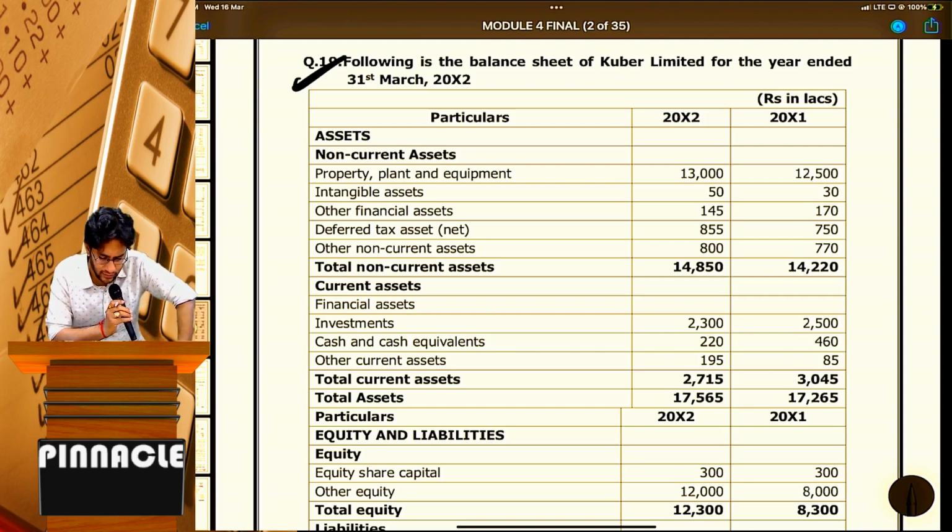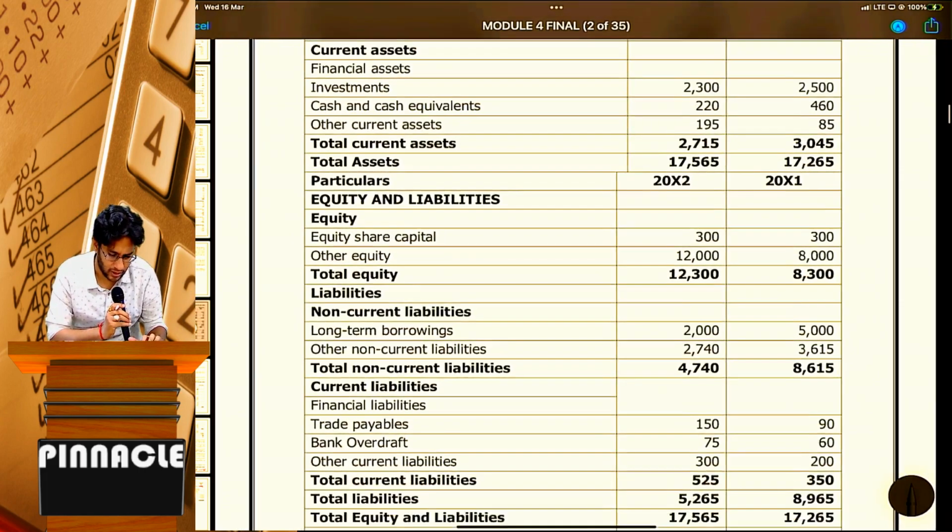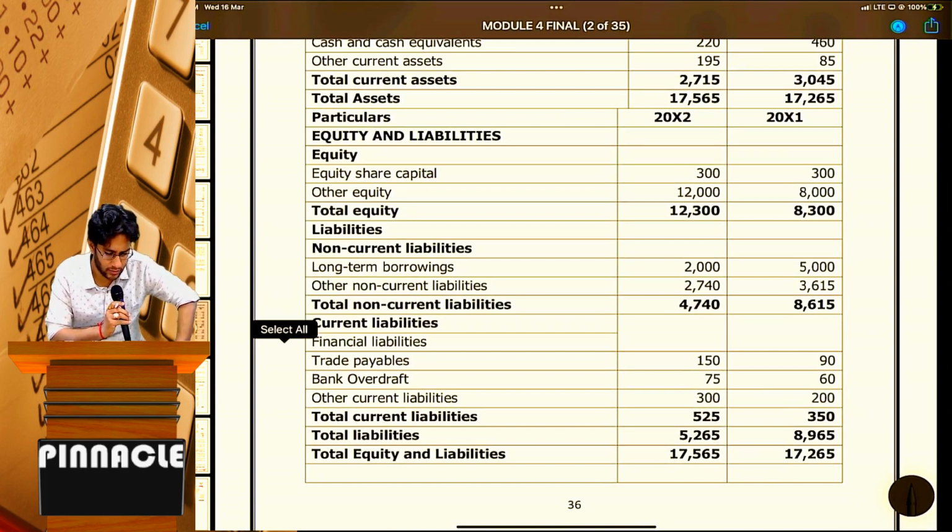Financial assets, current assets: investments decreased, so definitely a sale is there, or a write-off of investments is also possible. Cash and cash equivalents also changed, other current assets are there. Coming on to the liabilities side, equity share capital no change, other equity obviously will change because there will be some profit. Long-term borrowings have decreased, so some repayments happened. Other non-current liabilities also changed, so you might have paid something. Trade payables increased, bank overdraft has increased, other current liabilities also increased. So total current liabilities and all he gave you.